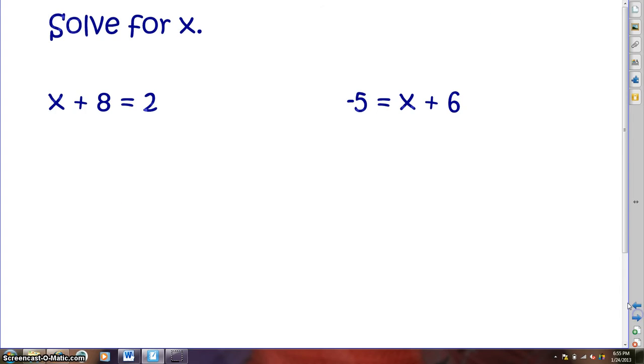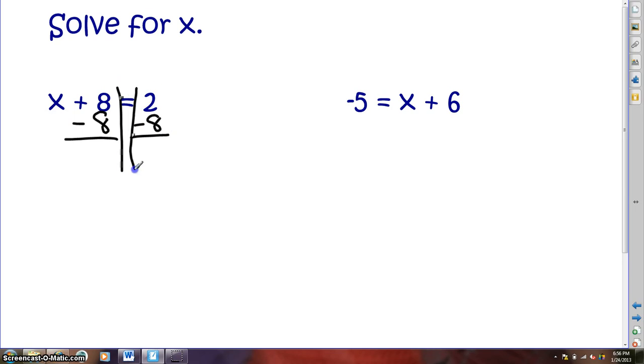All right, let's try to do some without a balance. So here I always find my variable because my goal on each one of these is to isolate the variable or get my variable by itself. So here's my x, and with my x I have a plus 8. So the inverse of addition is subtraction, and if I subtract 8 from this side, I have to subtract 8 from the other side as well because this is my balance point.